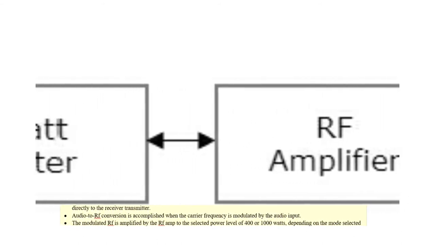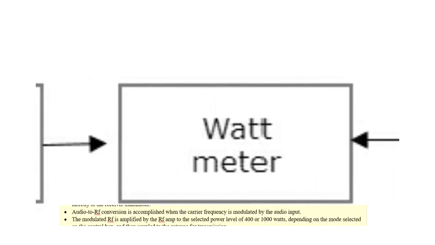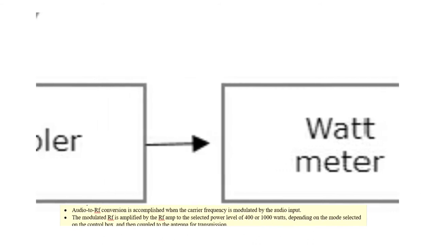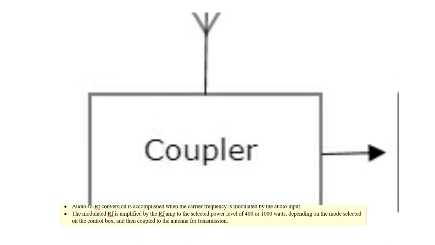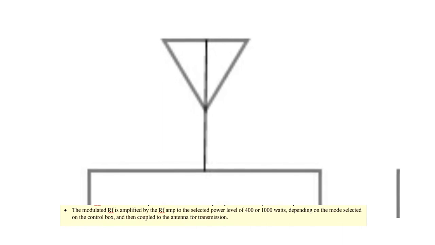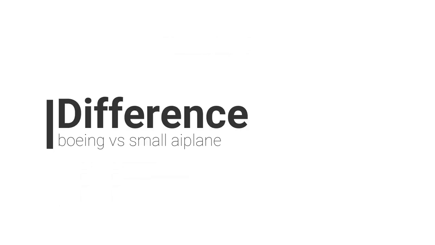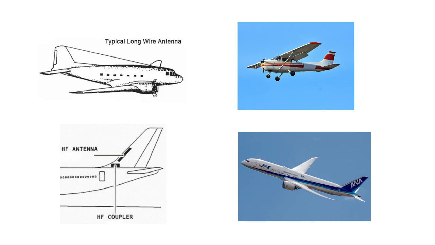The modulated RF is amplified by the RF amplifier to the selected power level of 400 or 1000 watts, depending on the mode selected on the control box, and then coupled to the antenna for transmission. A typically large aircraft, such as a Boeing, consists of two systems. Light aircraft HF systems have a fixed antenna coupler. Such a system operates on a restricted number of channels.